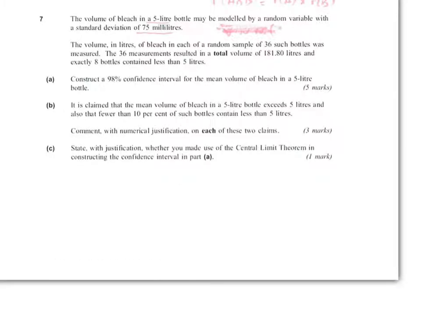Okay, in this question there's nothing particularly difficult except for one thing. You're asked for a confidence interval, but in the question the mean and the standard deviation are given in different units. So when you come to do this question, you will have to convert the 75 millilitres into litres.